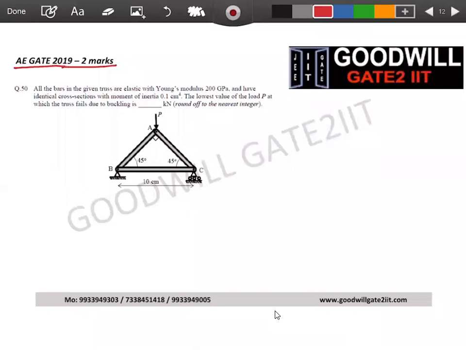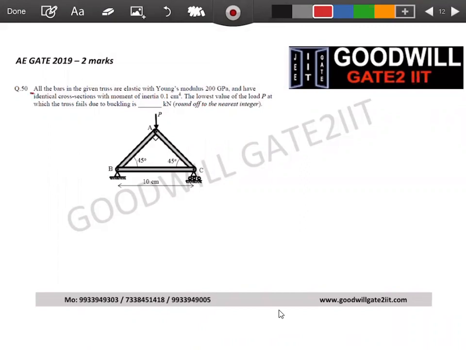We'll do it together. In 2019, they ask us to calculate when the truss fails due to buckling. I don't know how many of you remember the theory of columns, but please take it as a truss problem. In the end, we'll try to relate it with buckling of columns. I'll give you the formula. Once you know columns, it will be easy to relate this. But you definitely know it's a truss, right? It is made up of 3 members. A load P is acting.